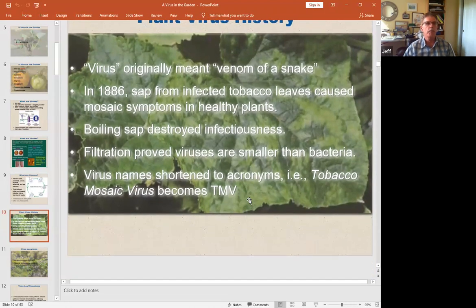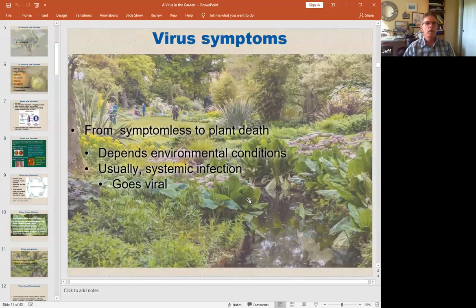Virus symptoms are dependent on the health of the plant and the environmental conditions. Sometimes a plant may be infected, but you won't notice symptoms. The virus usually goes systemic, so okay, you internet folks, the original term going viral refers to viral spread. They are very infectious.